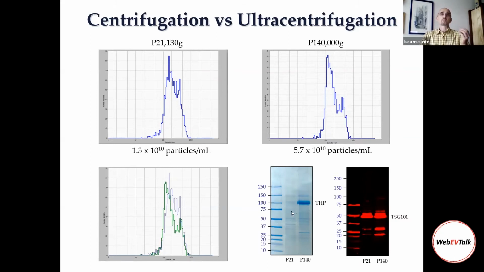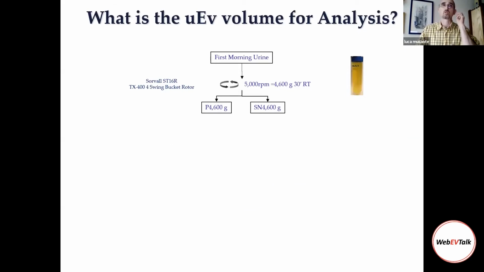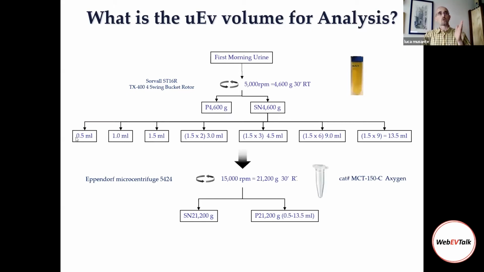So since 20,000 G provides a good amount of vesicles and a lot of TSG101, we wanted to investigate this pellet further. And in the meantime, we wanted to answer the question: how much urine do we need to process to get enough EVs to carry out some downstream analysis? So we collected first morning urine and centrifuged at 5,000 RPM, which corresponds to 4,600 G. The supernatant we used in different volumes, from 0.5 milliliter up to 13.5 milliliters, to mimic more or less the volume of urine present in biobanks stored in ultra freezers at -80. We centrifuged at the max speed of our benchtop microcentrifuge, using 1.5 milliliter microcentrifuge tubes.